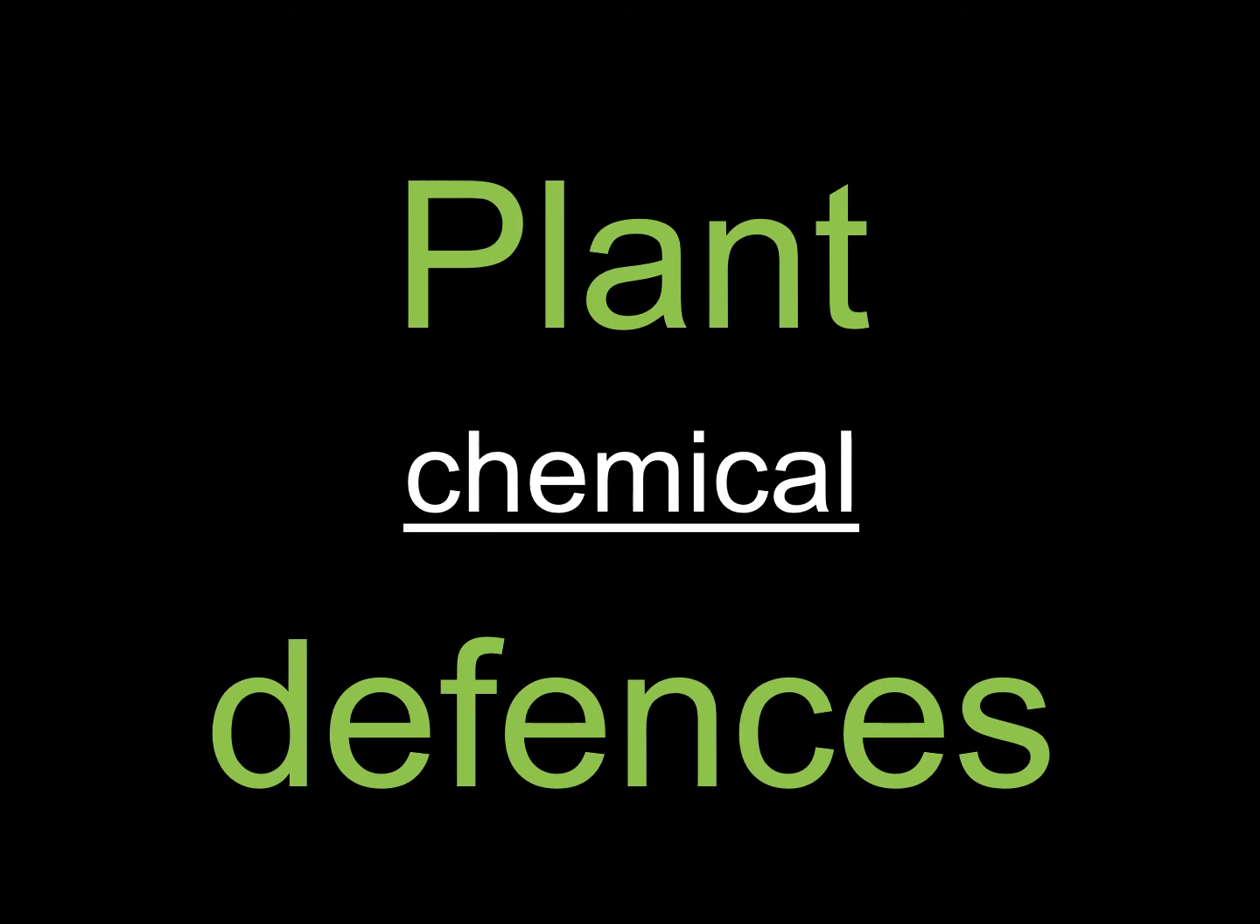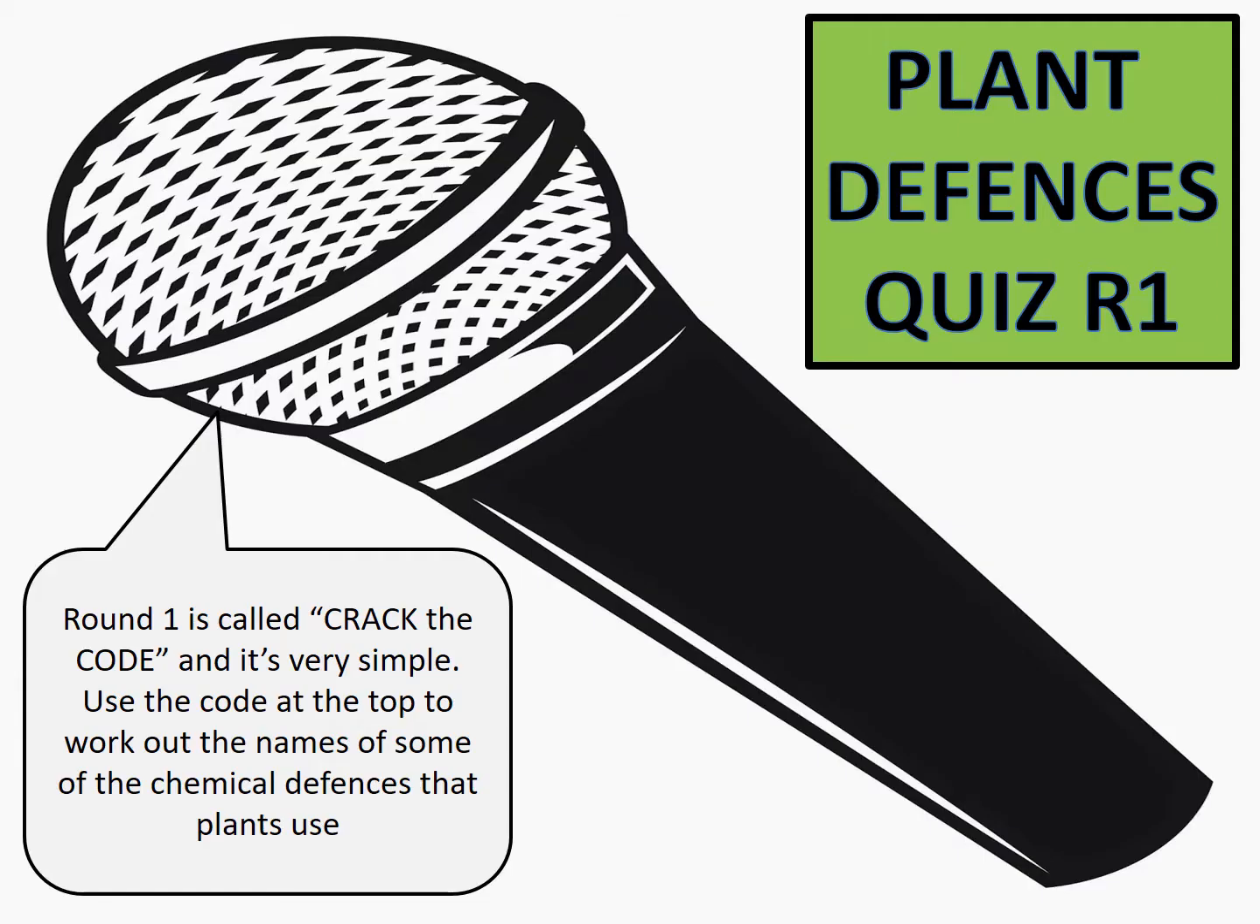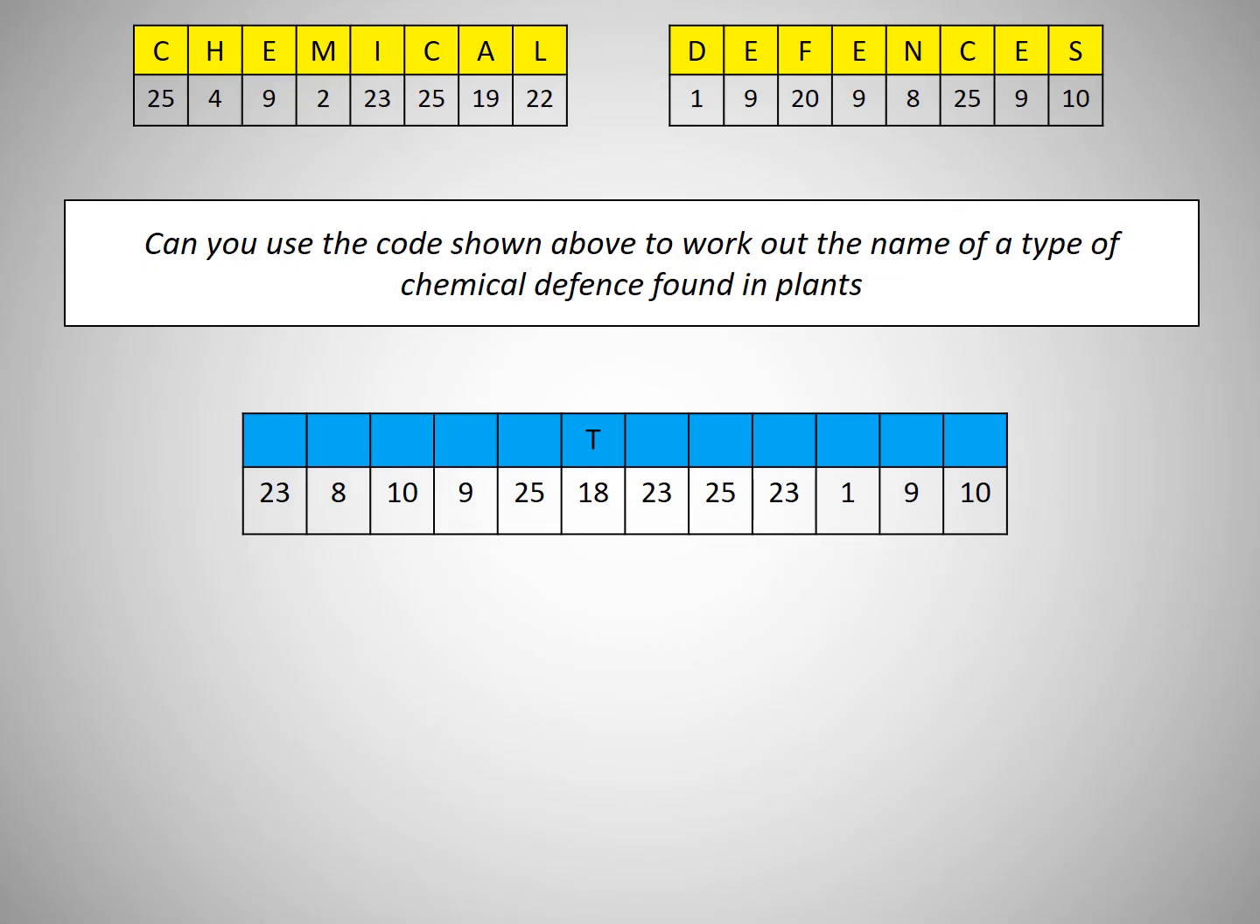These are the chemical defenses for plants. Okay, so the first thing we're going to do is look at the type of plant chemical defenses using a code crack. So you're going to need to pause. Here we go. Pause it.